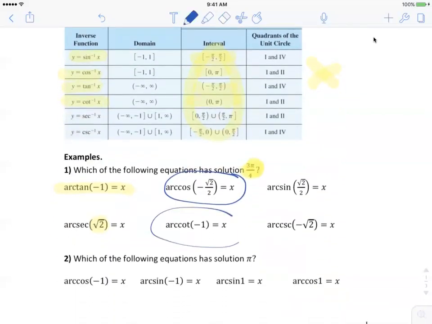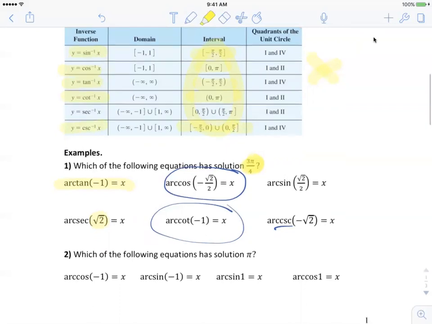That's going to work. And then finally, cosecant, if I look at its interval, nope, 3 pi/4 is not in that range. Okay, so I know that one's not it. So those are the only two. Okay, so that's how those work. We could try another one.